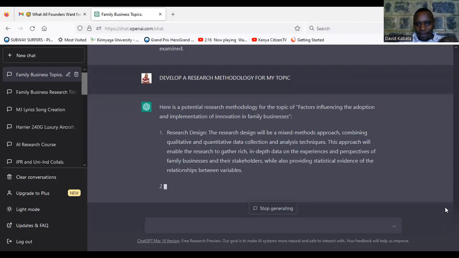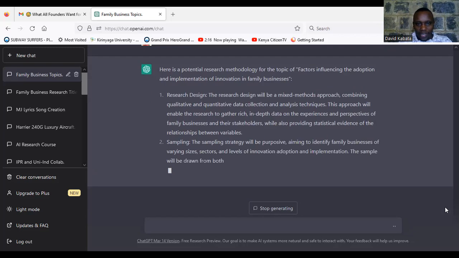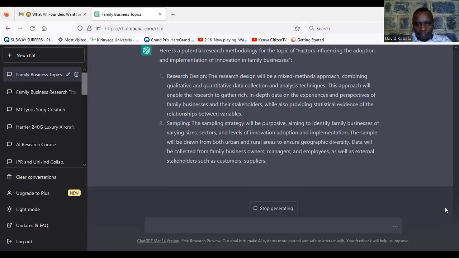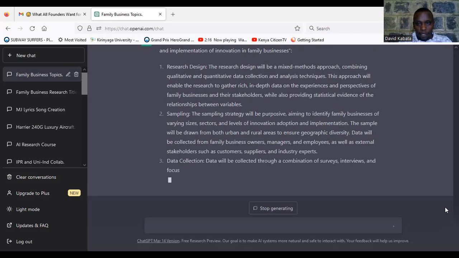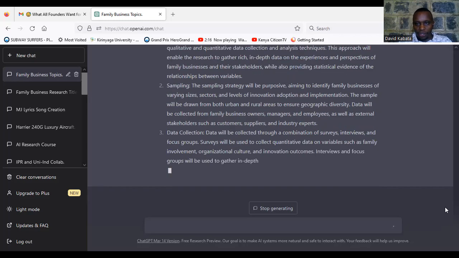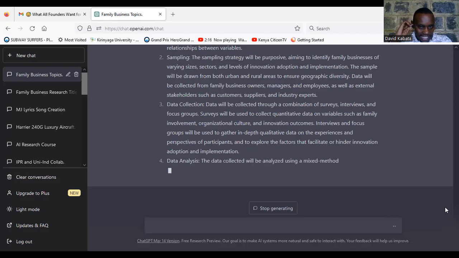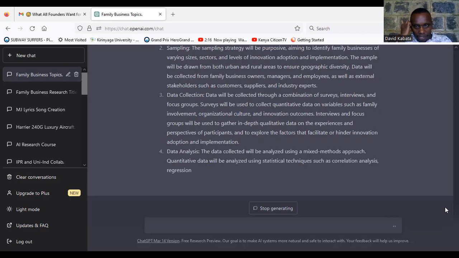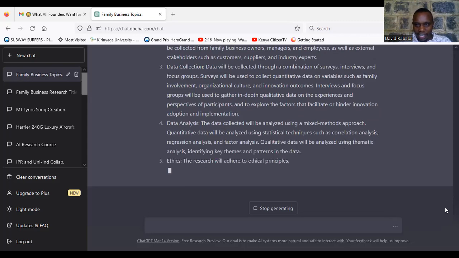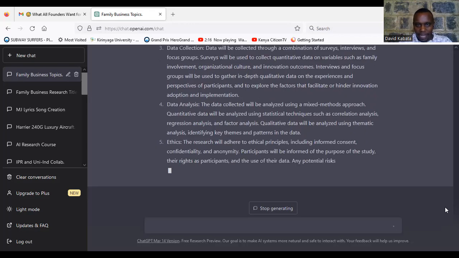So the research design would be a mixed method approach, combining qualitative and quantitative. You can see the sampling strategy will be purposive, basically because I want information from the main people in the organization. Data will be collected through a combination of a survey, interviews, and all those things. Then data analysis will use a mixed method approach. Quantitative data will be analyzed using statistical techniques such as correlation analysis, regression, and all that. Research ethics will be adhered to.